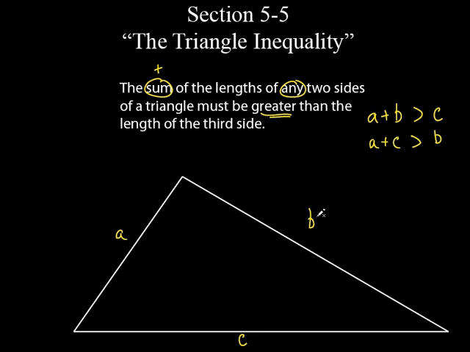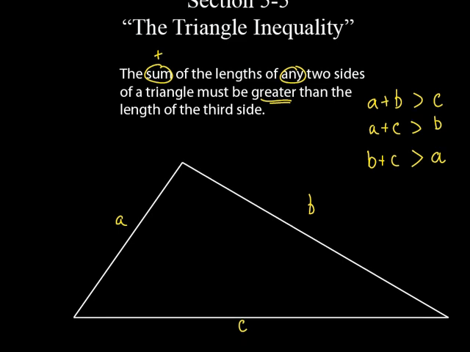What's the two that we haven't picked yet? Well, B and C we haven't picked. So let's go B plus C. If I add side B and side C together, you must come up with a number that's going to be bigger than the third side, and the third side is A. So that's basically what this theorem says. That's kind of what it's telling you.